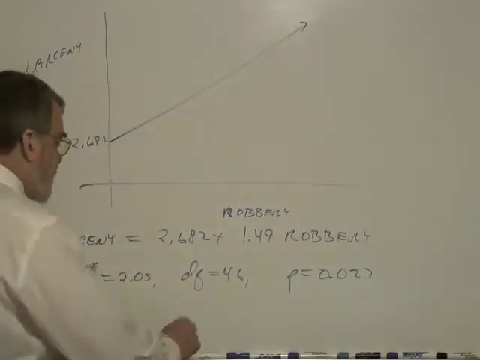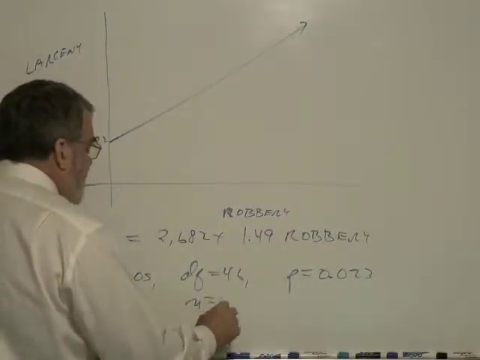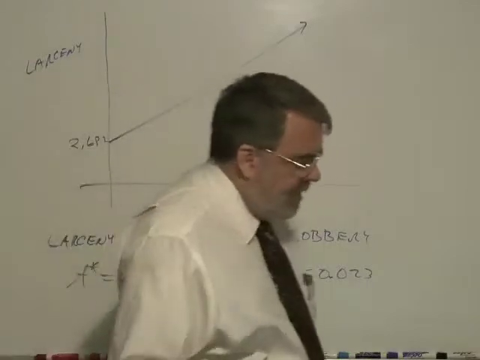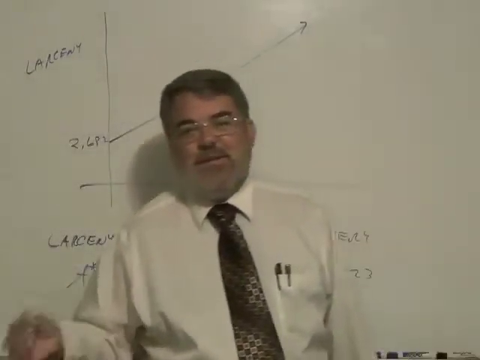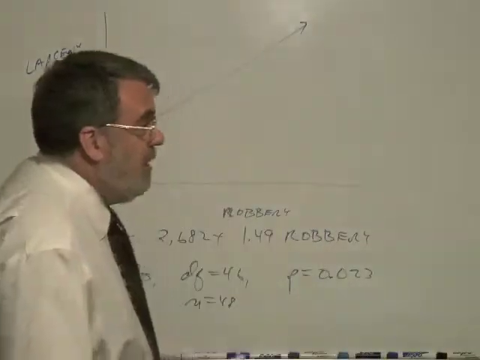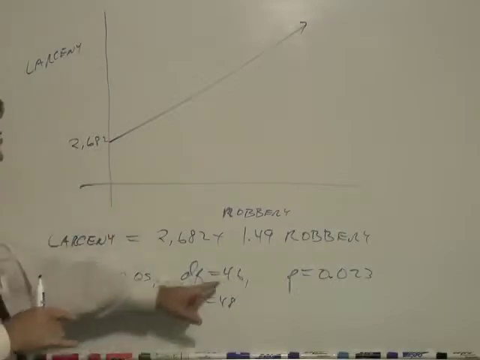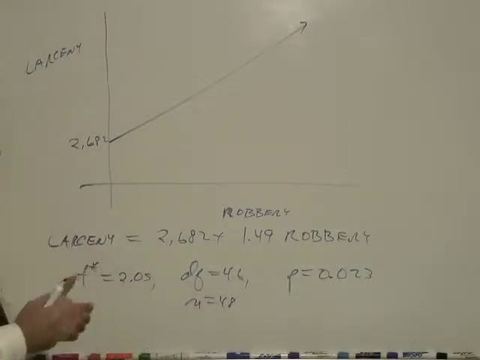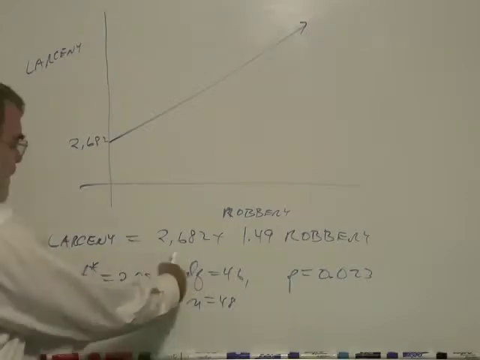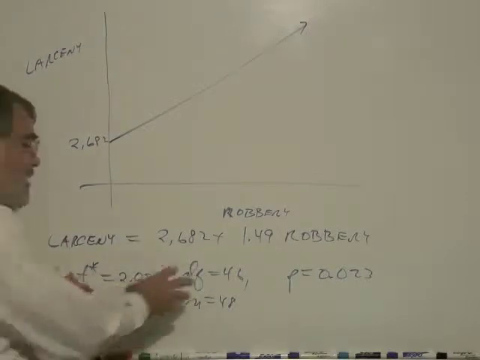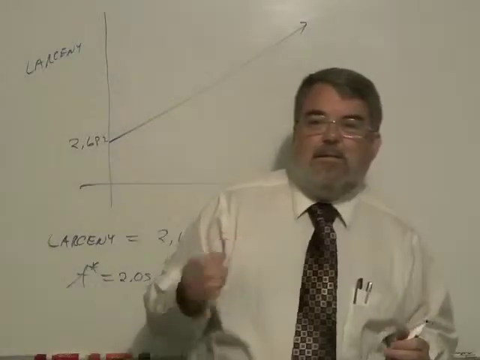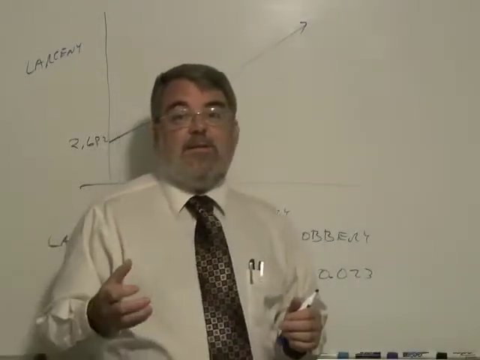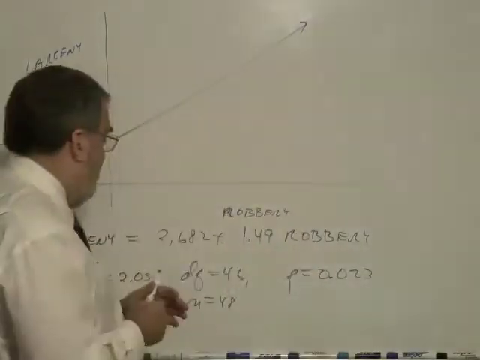N was 48, because this was based on the 48 contiguous states, so the sample size was 48. In a regression analysis with two variables, degrees of freedom will be N minus 2. The t-score really doesn't do anything for us except it gets us to the p-value. And the p-value tells us that there really is a positive correlation here.